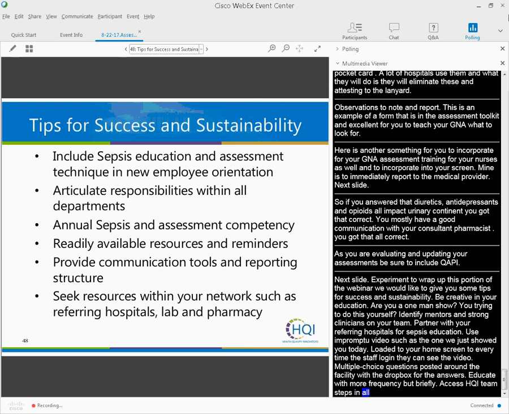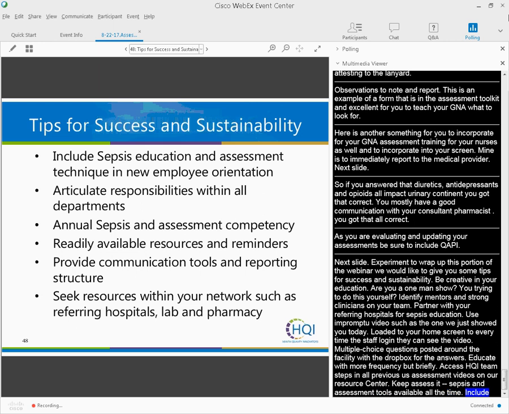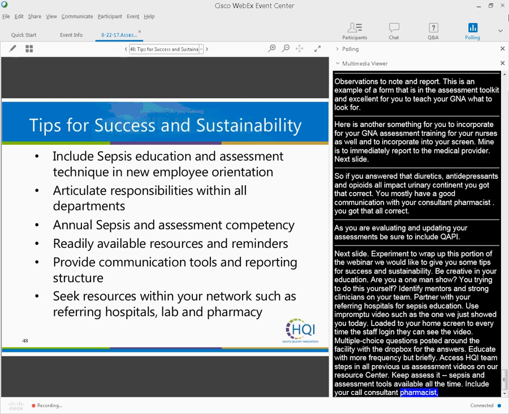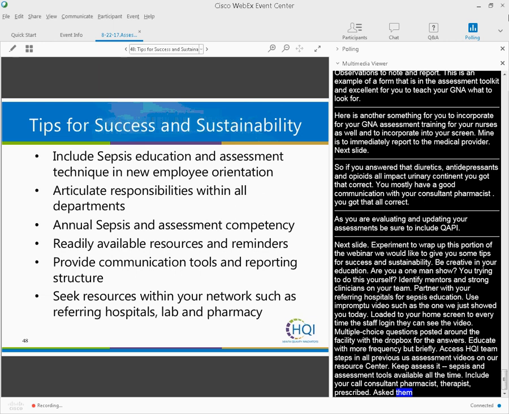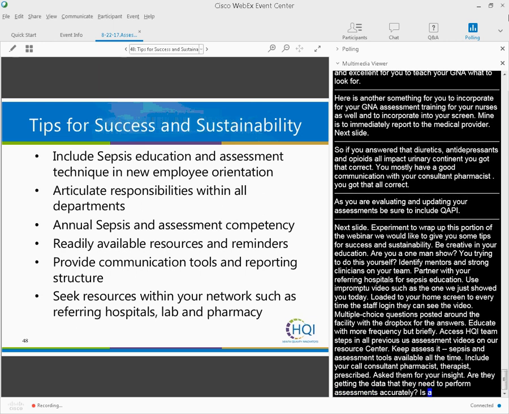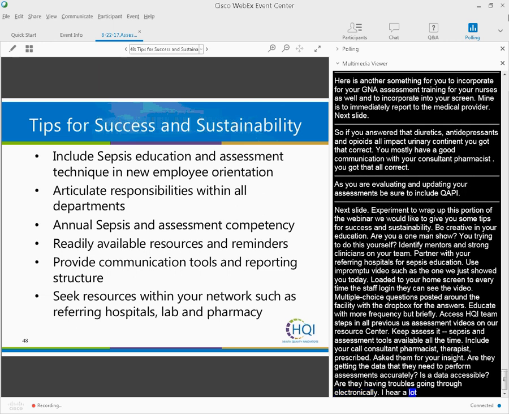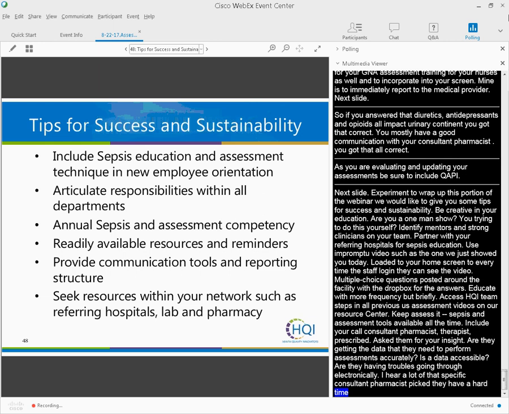Keep sepsis and assessment tools handy in front of the staff at all times. Review your assessment documentation and tools and include your consultant pharmacist, your social worker, therapy, prescribers. Ask them for their insight, especially on those discharge summaries. Are they getting the data that they need to perform their assessments accurately? Is the data accessible? Are they having troubles going through it electronically? I hear a lot of that, especially from consultant pharmacists. They have a hard time accessing the discharge data to perform their own assessments. What changes would they like to see? Get their insight and please use it.